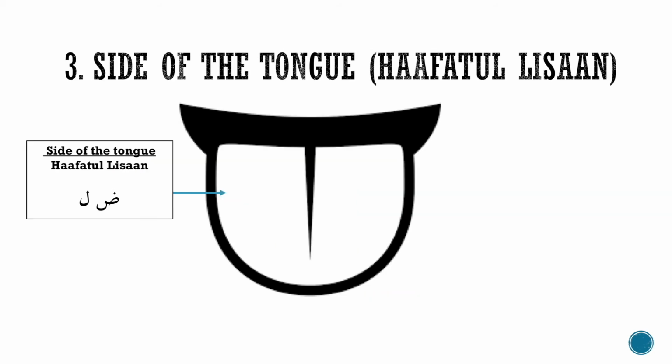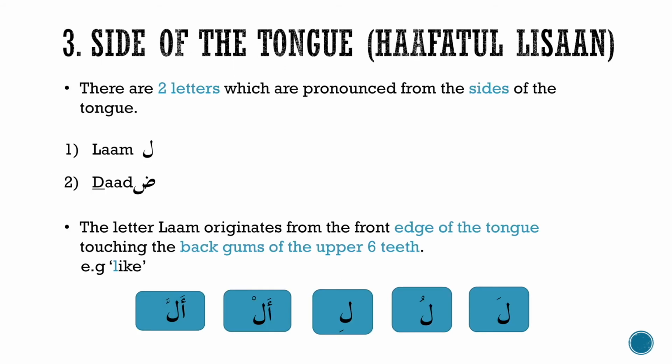From the 18 letters, 2 letters come from the side of the tongue, HAAFATUL LISAAN, the letters Dod and Lam. The letter Lam originates from the front edge of the tongue, touching the back gums of the upper 6 teeth. For example, the word like. La, lu, li, al, Allah.